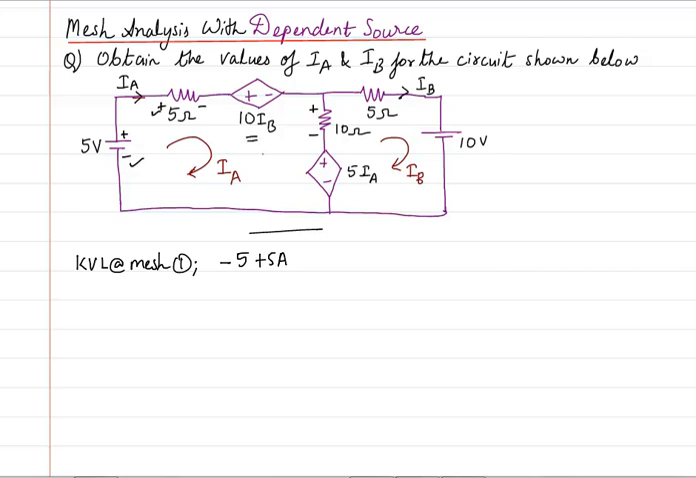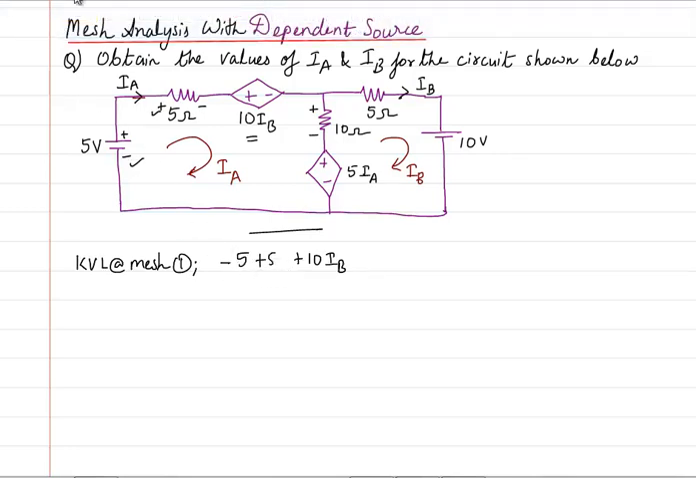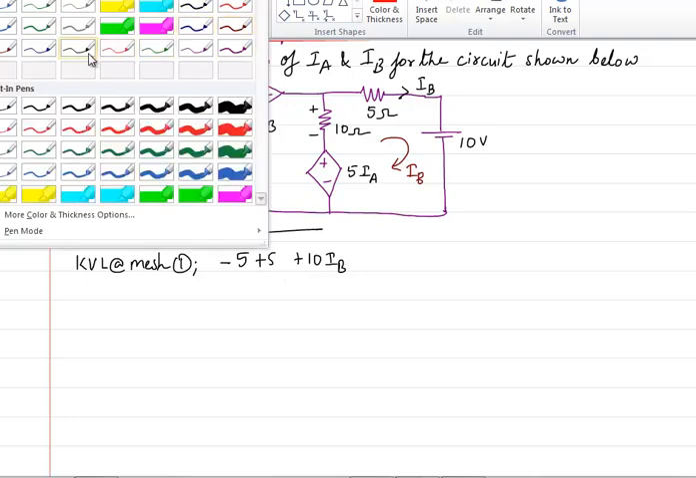What is to be noticed here is that all you need to do, I told you about two things. The first thing is that you take care of the polarity. The second thing is that you take care of the value given. Straight away write that value, because that is a voltage value, as this is a voltage source. So this is going to be plus 10 IB. Let me correct this one. This is 5 IA. So I should write this as 5 IA.